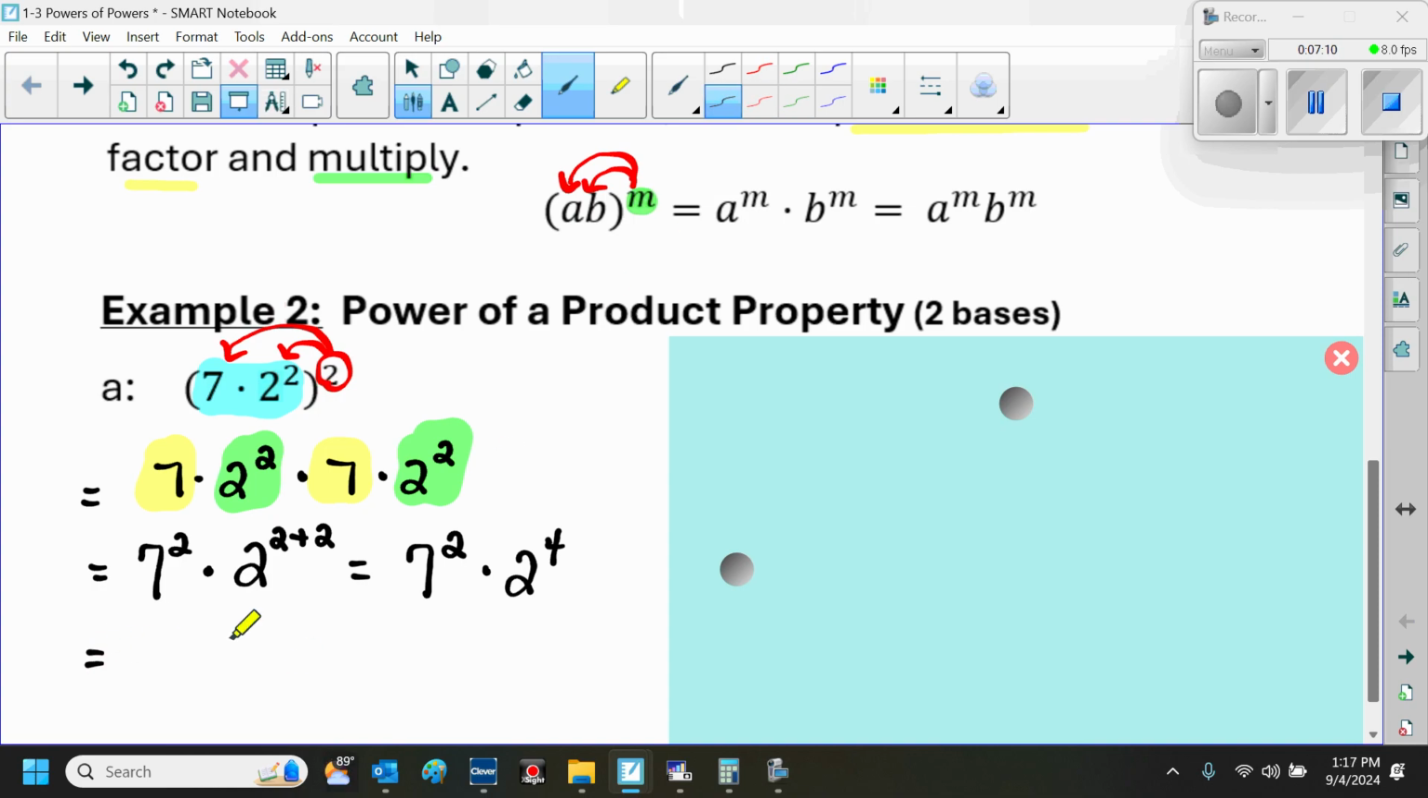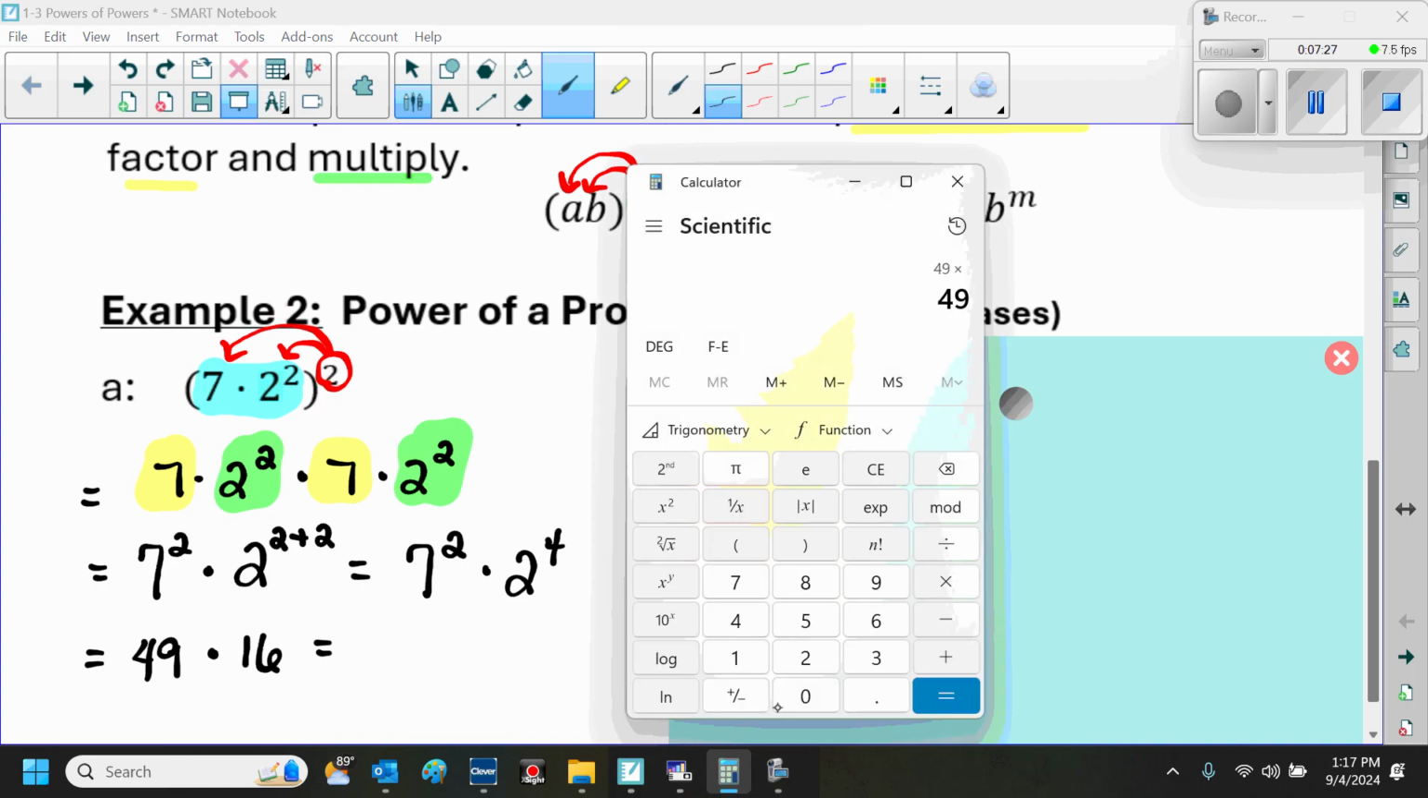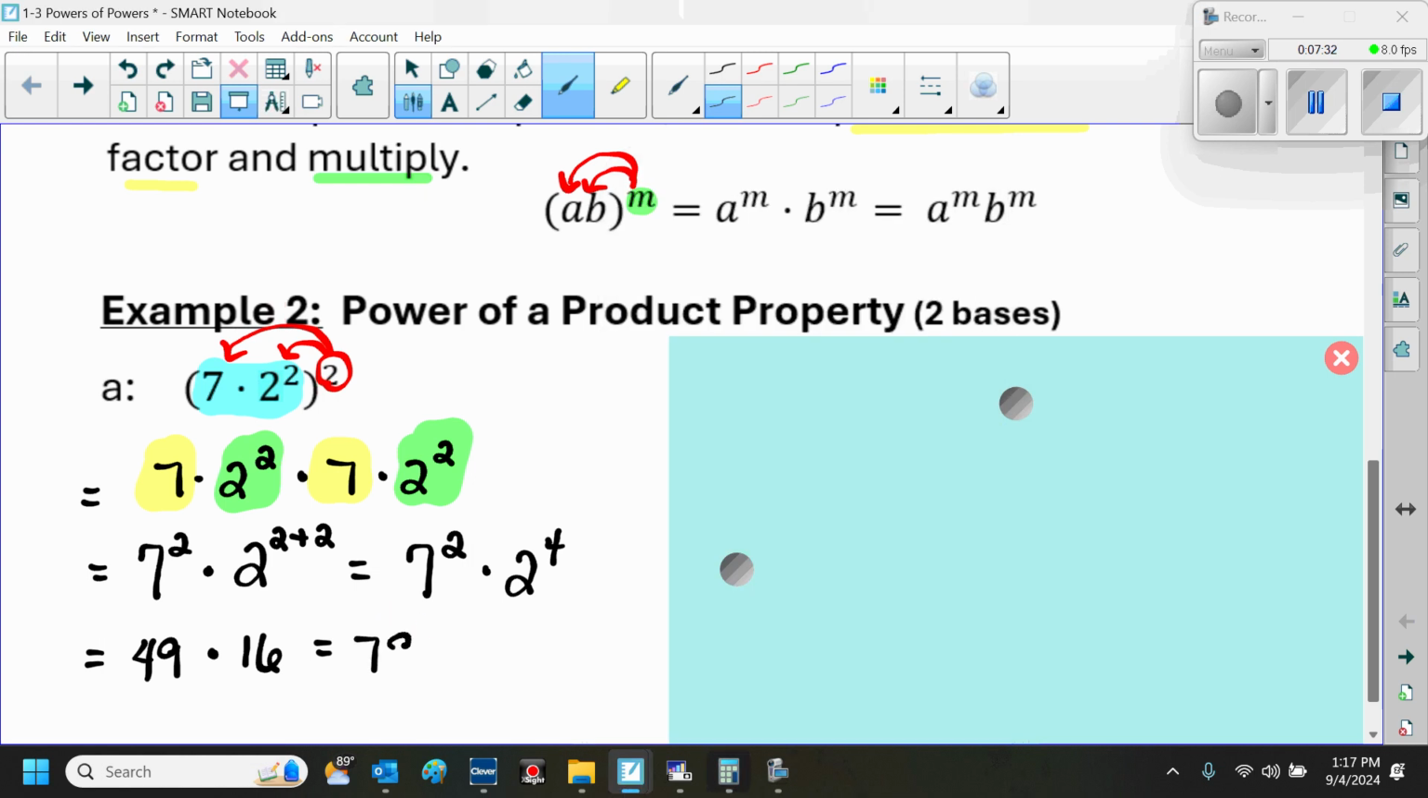We can multiply. 7 squared is 49 times 2 to the 4th power is 16. And then we've got 49 times 16, and that gives us, very good. Is everybody clear? So, here are the answers. So this is the answer written with exponents, and this one is the answer as an equivalent numerical expression.